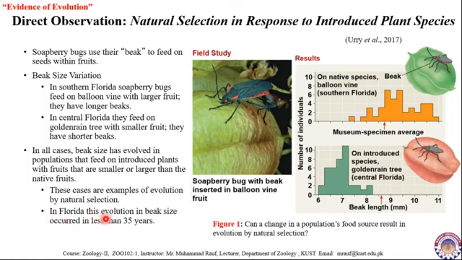So in Florida, this evolution in beak size occurred in less than 35 years. Evolution is a process which takes a lot of time, hundreds of thousands of years, and here you can see the process of evolution on exhibition within 35 years. And in the next example we will see where the process of evolution is even faster than that.